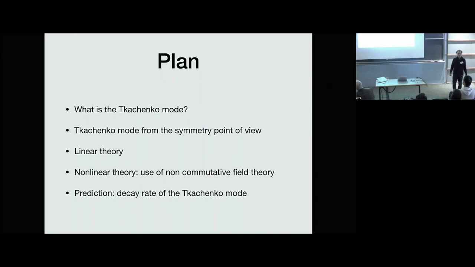First, I want to explain what the Tkachenko mode is, what it is from the symmetry point of view, and then construct a series of theories. The first theory is very simple, a linear theory of the Tkachenko mode, and then we go to the nonlinear theory, and we will see why the quite exotic formalism of non-commutative field theory is useful for this problem. And at the end, we are going to make a prediction or obtain a new result on the decay rate of the Tkachenko mode.